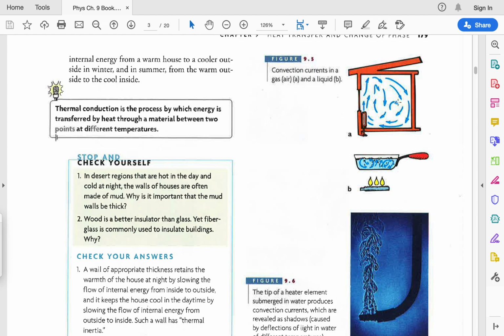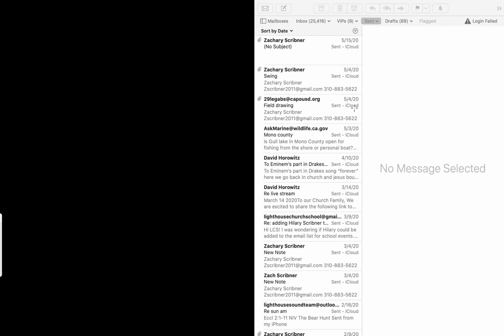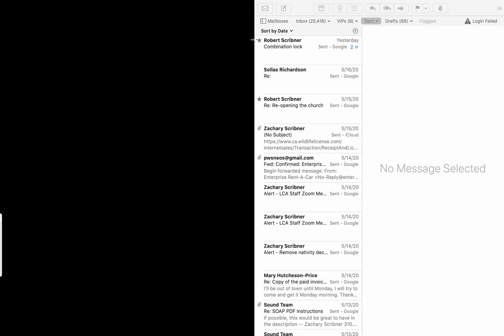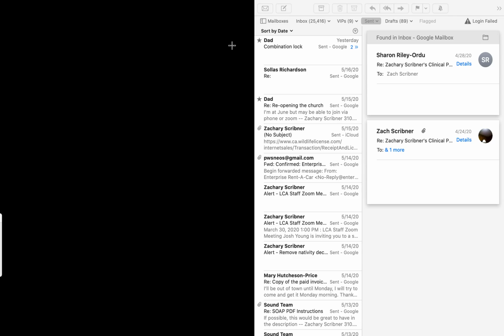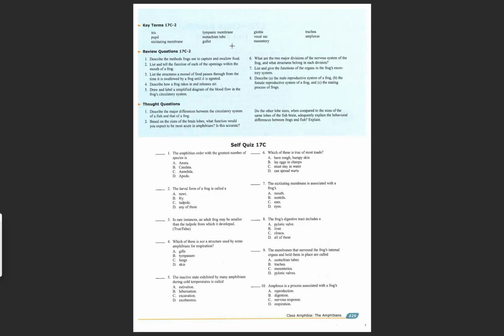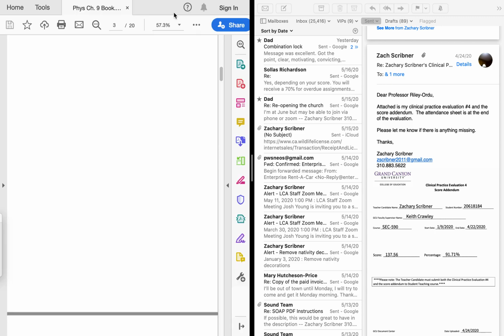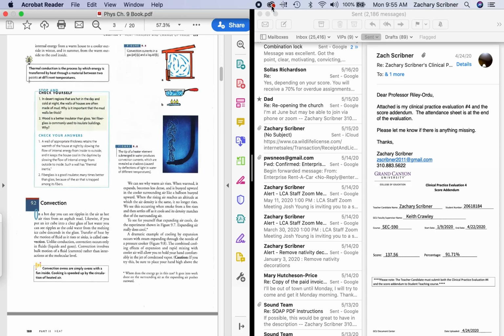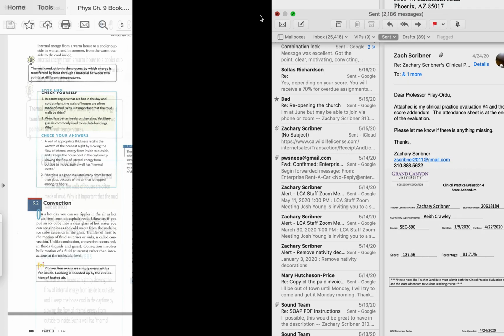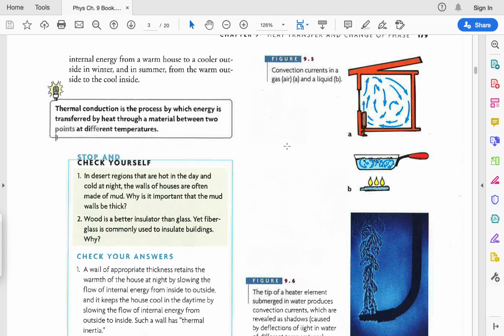Okay, so conduction. Whoa. Sorry, don't know what this is. Sorry about that.